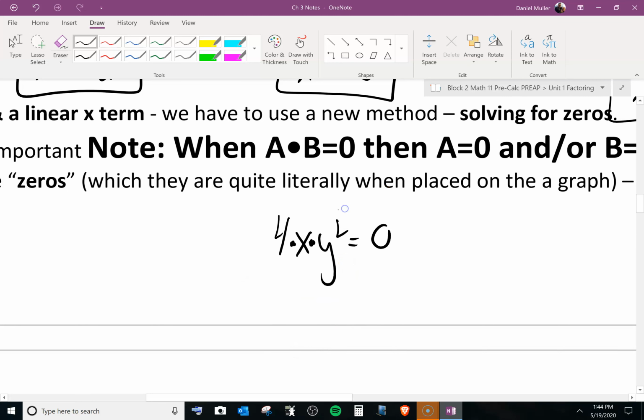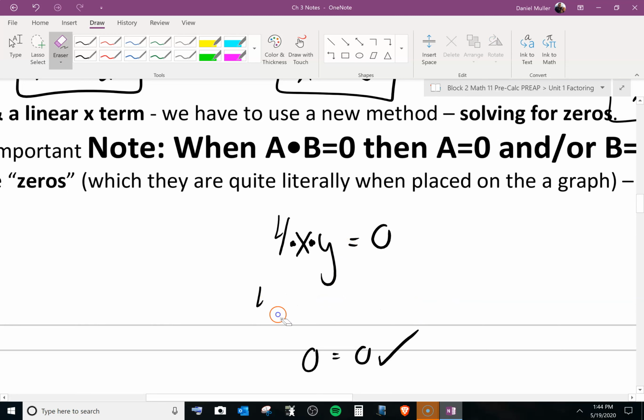At the same time, I could choose y to be 0. So instead of writing y, I can make that 0. And I could choose x. X could be 15. 4 times 15 is 60. 60 times 0 equals 0. 0 equals 0. That makes a true statement.